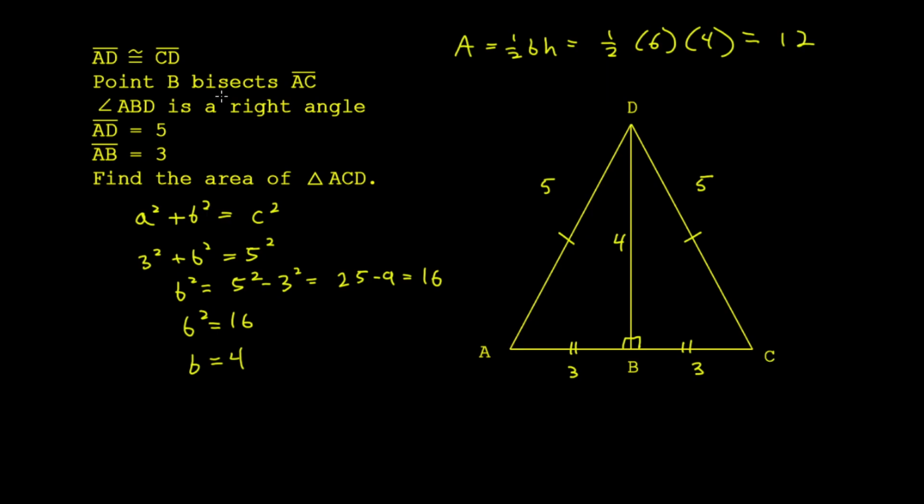So again, this problem looks very scary at the beginning because there's a lot of information. You think, what am I supposed to do? The best thing you can do, you draw this out on your paper, you put the information on it. AD is congruent to DC, AB is congruent to BC. This is 3, this is 5, that's a right angle, that's 4, and then there you go.